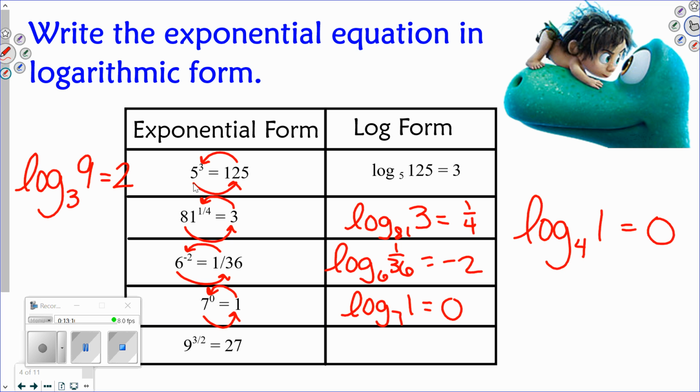Jonas, last one up here. It'd be log base 9 of 27 equals. Good. Again, loopy swoopy. 9, then the 27, and then the equals 3/2. Yes.